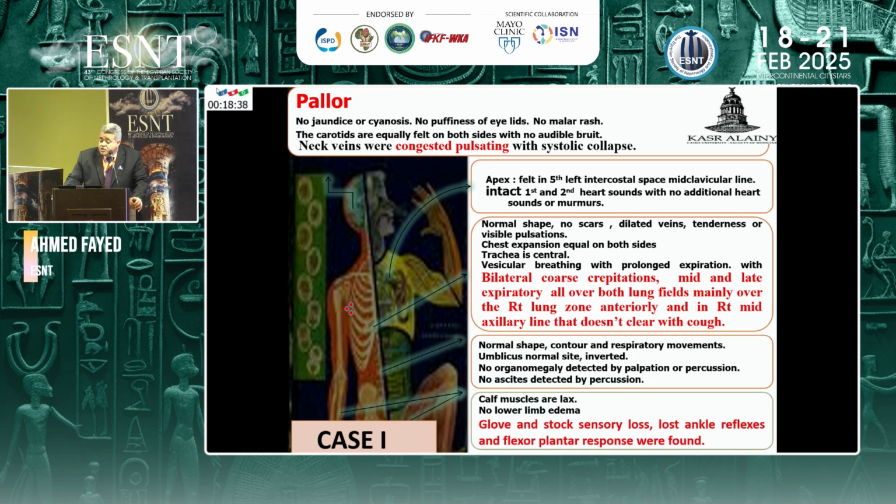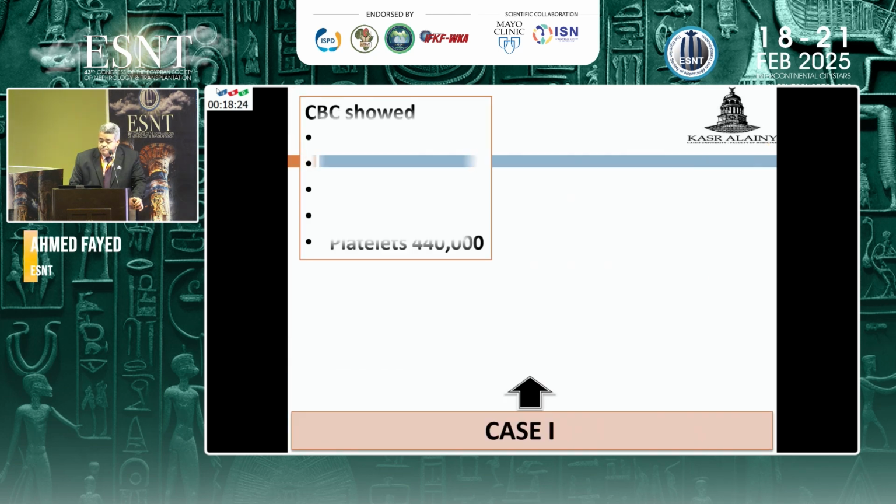Lower limb examination: there is a glove and stocking sensory loss with lost ankle reflex, and flexor plantar response was found. Musculoskeletal is free. Lymph node: there is no lymph node enlargement, with bilateral normal fundi.